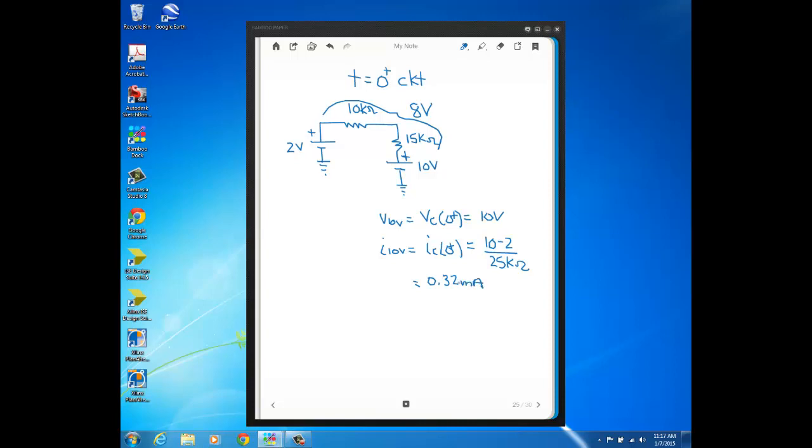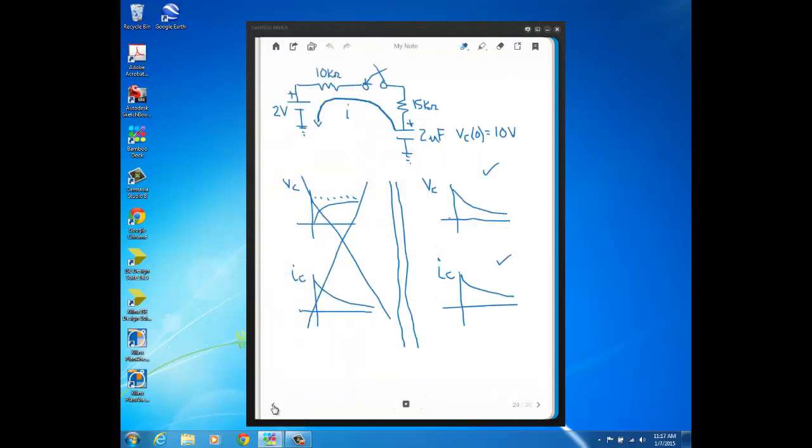milliamps. Okay, so if we go back to our curves, we have that this voltage here is 10 volts, and this current is 0.32 milliamps. All right? Okay, well now let's think about what the steady state values would be.